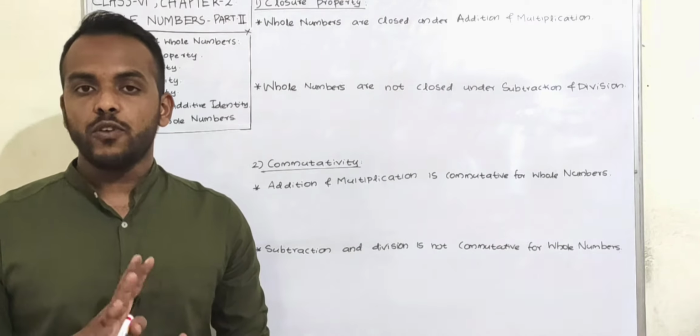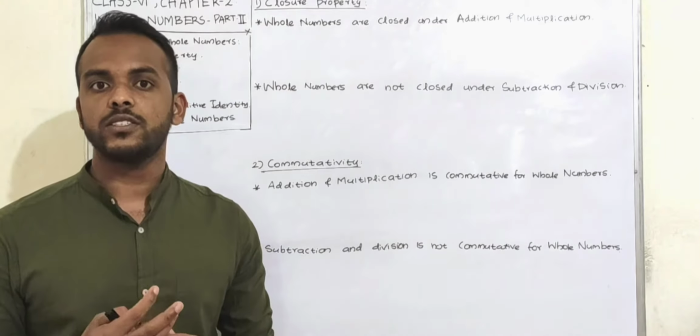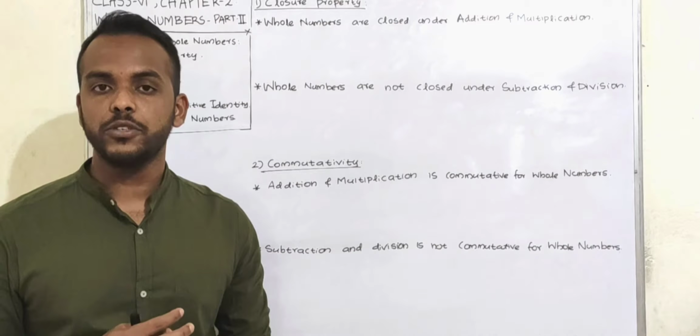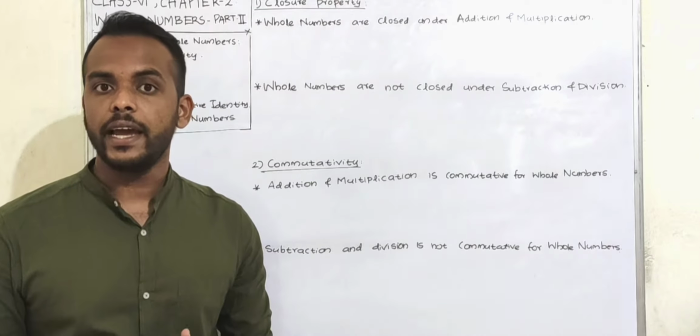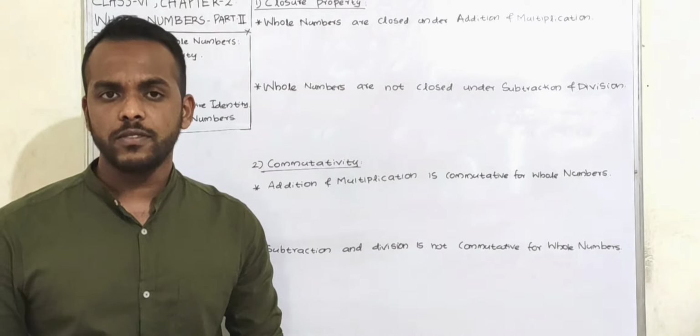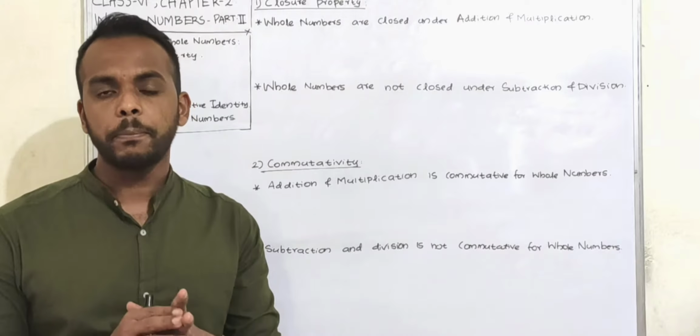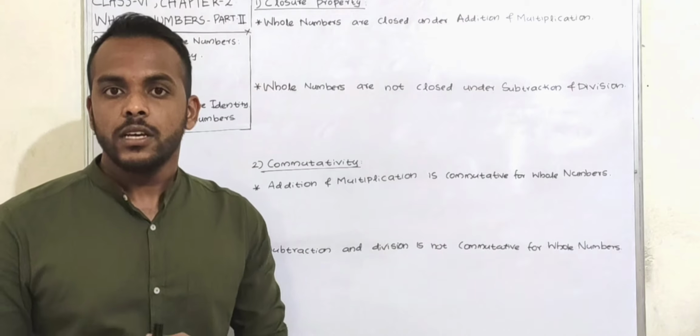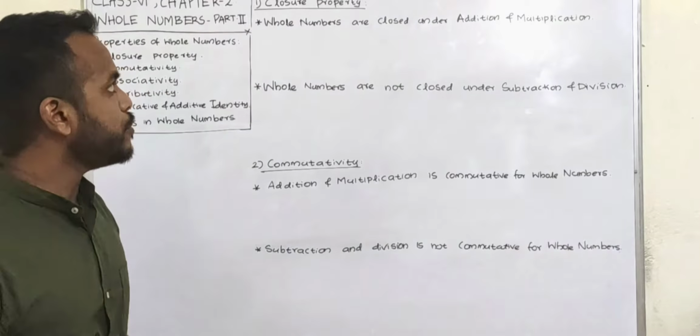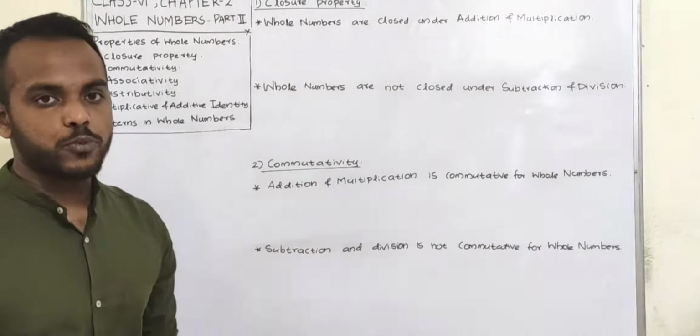We are going to learn four important properties. The first one is closure, second one commutativity, associativity and distributivity. All these four words may seem too new for you, but it's nothing. It's very practically logical things. I will explain one by one to you. First one is closure property.